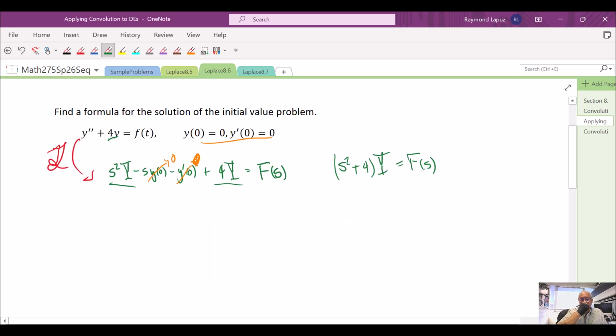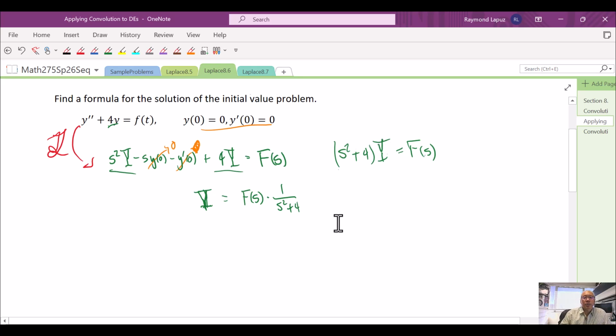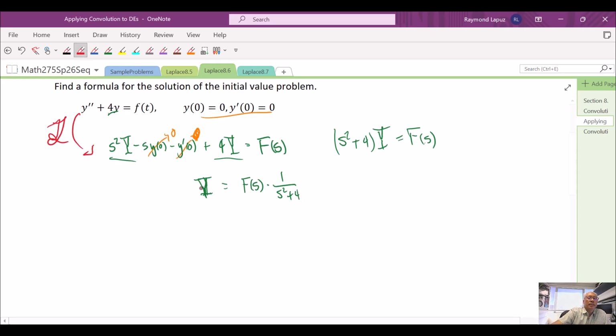Now Y, therefore, is equal to F of s times 1 over s squared plus 4. Okay, so here's where we get to use the convolution theorem, regardless of what f is equal to. And we do this by a transformation back. So I think we're ready to transform back to the real world.